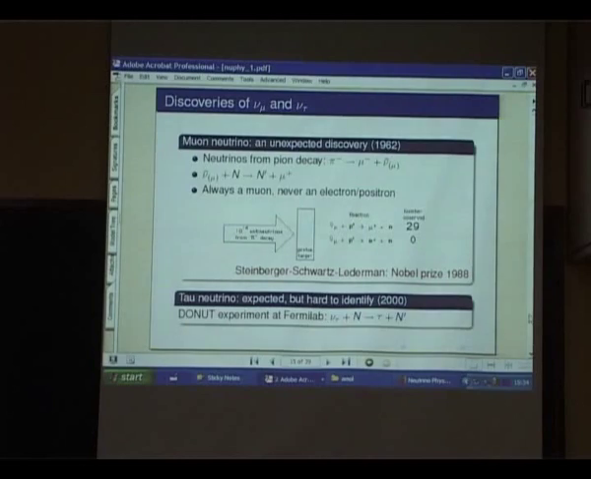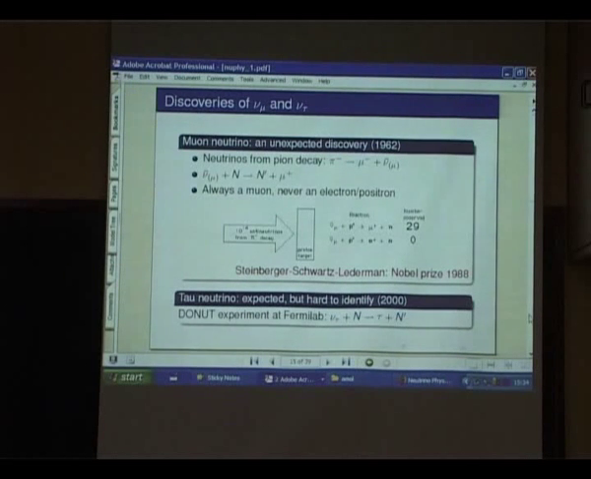However, just for completeness, we had an experiment at Fermilab called DONUT, which used a very similar reaction: a tau neutrino on a nucleus giving a tau and some other nucleus, and they would detect this tau.